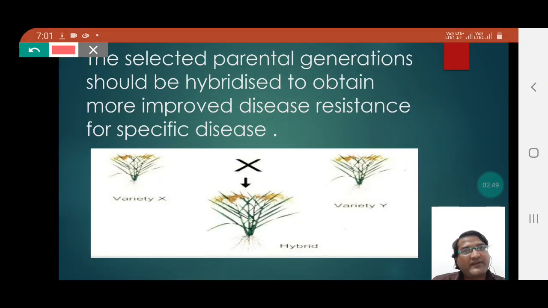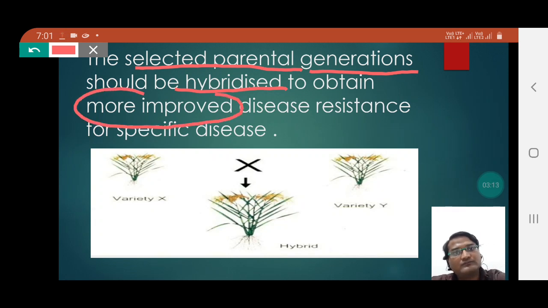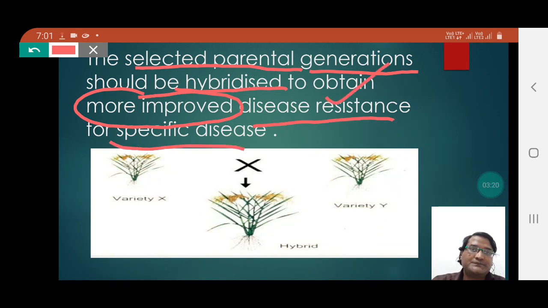Students, this point is very important, where the selected parental generation, that is the parental generation which has been selected of the disease resistance, should again be hybridized so that more improved disease resistance for specific disease can be obtained.